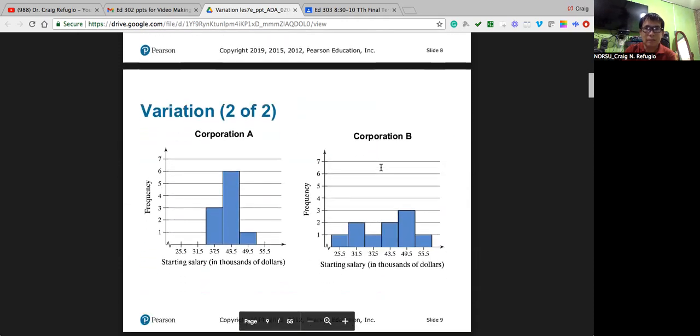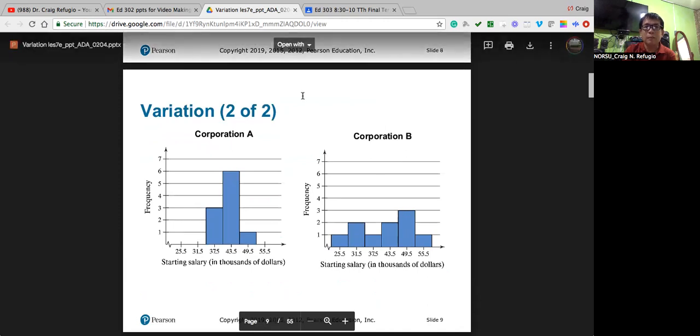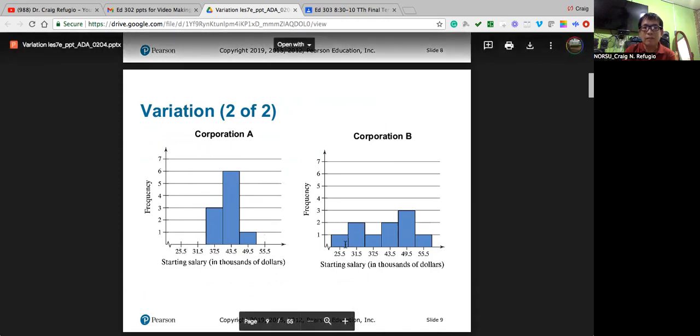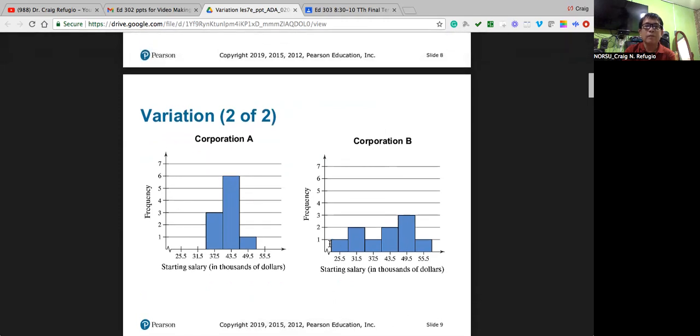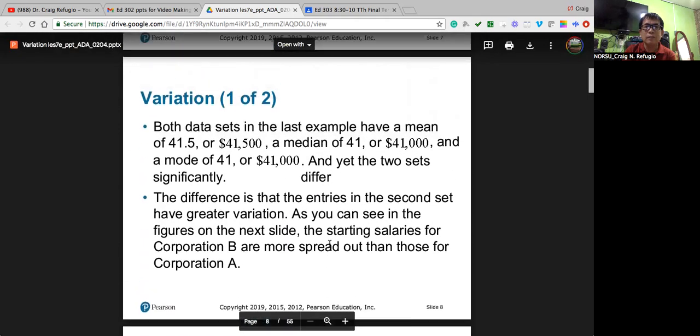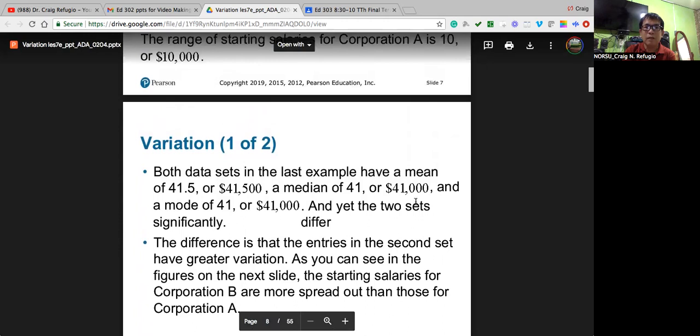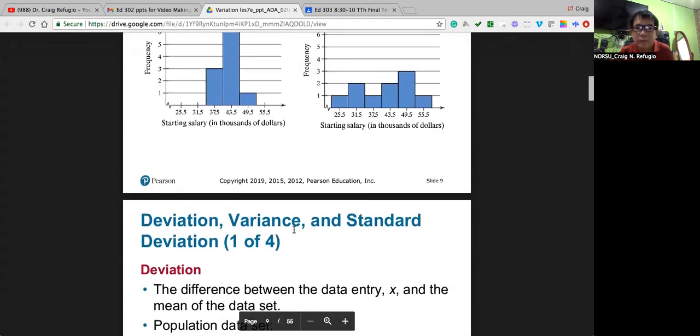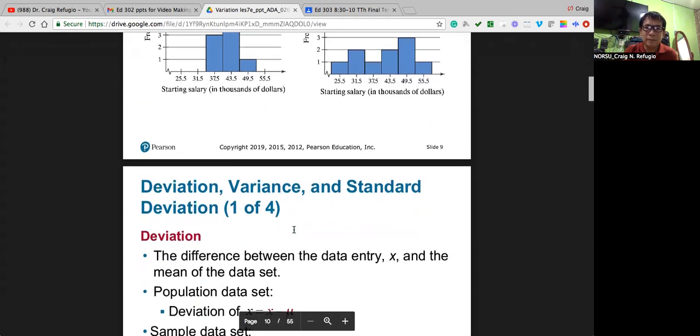So we look at Corporation A and Corporation B. We have the starting salary in thousands of dollars for both corporations. So in here is the starting salary, and in here is the starting salary. So we look at the different perspectives now of looking at the mean, median, and mode. So deviation, variance, and standard deviation.